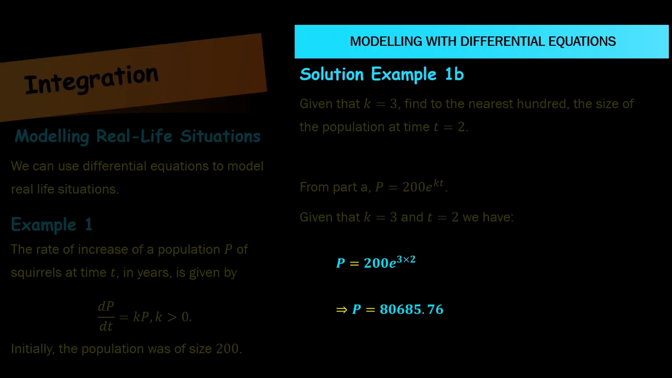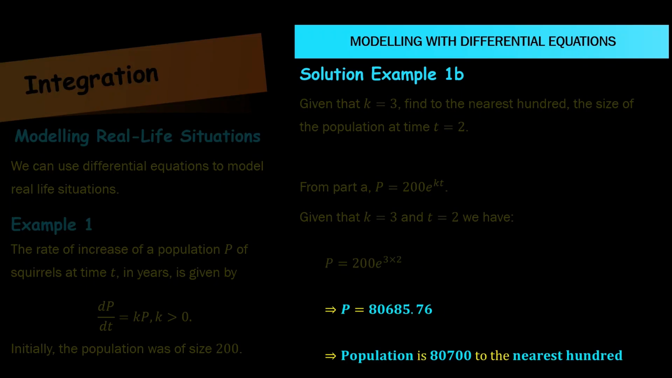And plugging this into our calculator gives us the value of P as shown. Now since we're required to find the population to the nearest hundred, we know that the population is therefore equal to 80,700.